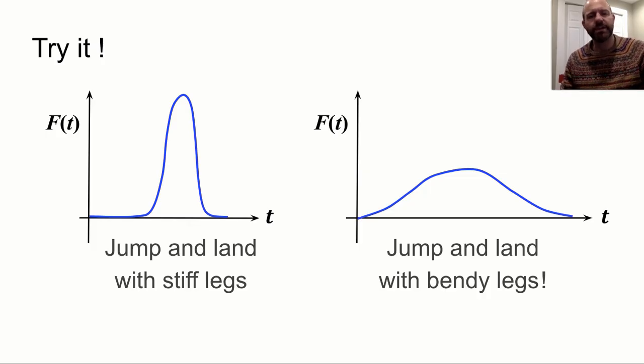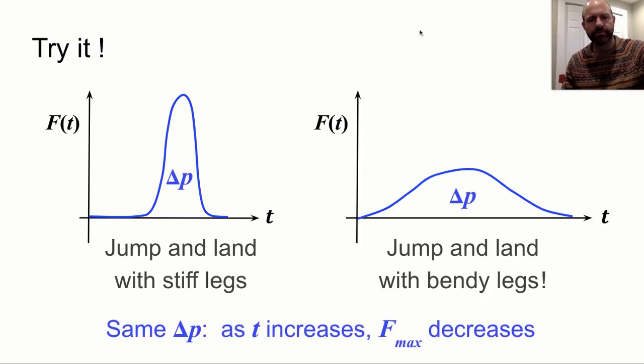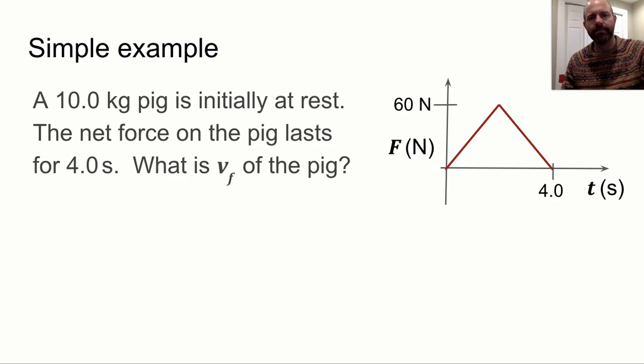And that's what it does. It takes you from moving downward to rest, as you would if you jump and land with bended knees. Then you can lengthen the amount of time it takes for the collision to occur, for the stopping, but lower the maximum force. Right? Same delta P, because you have the same velocity as you come down and hit, but then you spread it out over a bigger time.